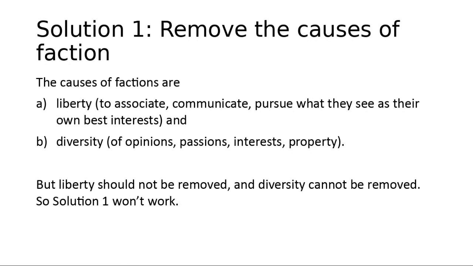Well, he says we shouldn't remove liberty. We want people to have liberty to associate and communicate and to pursue whatever they see as their own best interest, to build the kind of businesses and industry that they want to. We shouldn't remove that. And diversity just can't be removed. No matter what we do, people are going to be different. In other words, solution one is not going to work. We just can't remove the causes of faction. Faction is going to be with us.